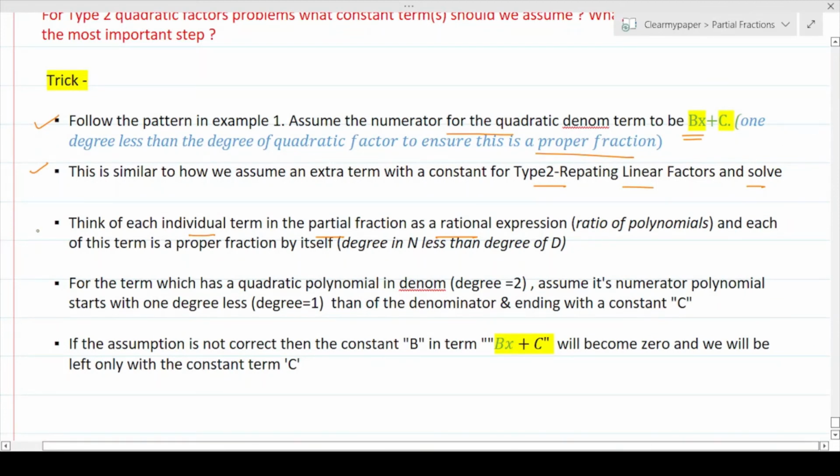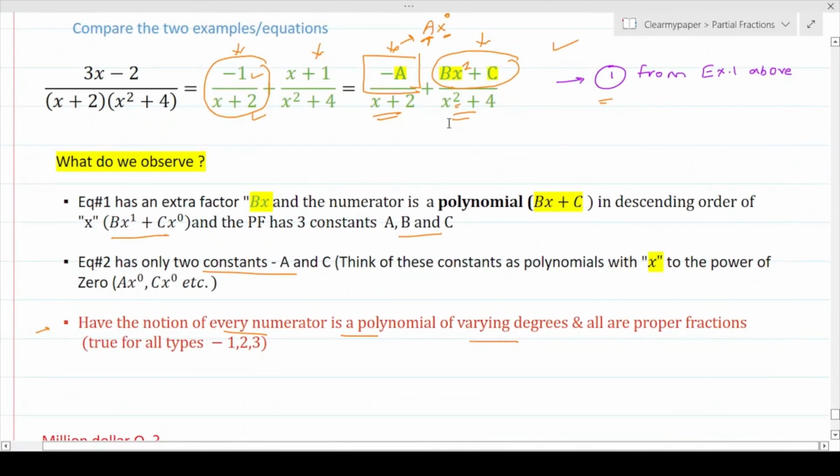Okay, that's one. For the term which has a quadratic polynomial in the denominator, the degree of the numerator will start with one degree less, which I have told, and then you will complete it all the way through the constant. For example, if I write a polynomial like x cubed plus x to the power 2 plus x to the power 1 plus a constant, which is x to the power 0, you see the powers of x are descending all the way till we hit the constant. This is the constant.